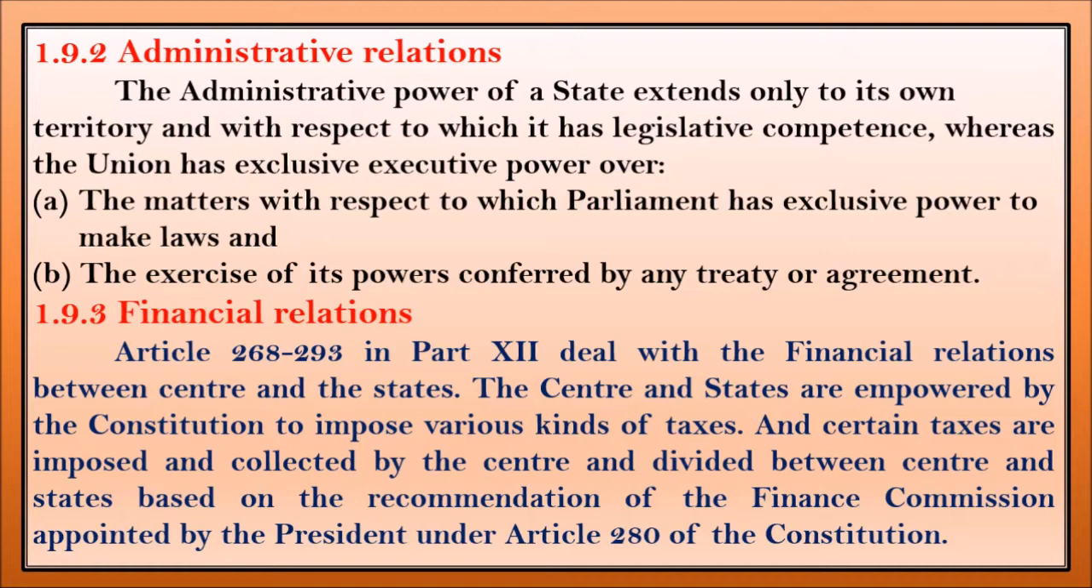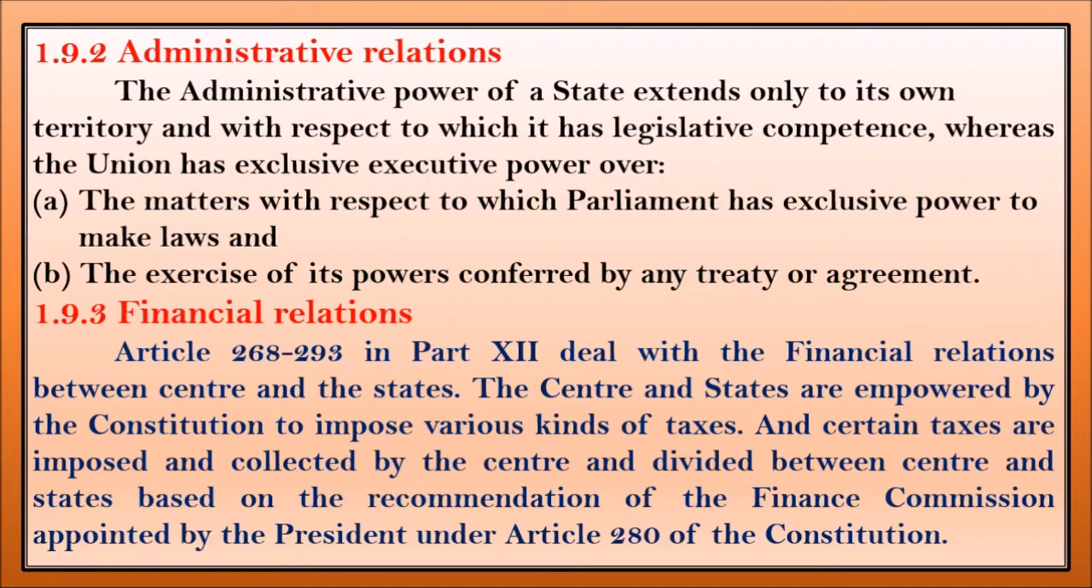Here legislative competence means the legislatures can only make laws within their legislative competence. These legislatures, the people who belong to the assembly, can make laws within the legislative competence. So, according to the administrative relations, the administrative power of the state extends only to its own territory, and it has legislative competence, whereas the union has exclusive executive powers over the matters with respect to which Parliament has exclusive power to make laws and the exercise of its power conferred by any treaty or agreement. These union people have executive powers to work on it.